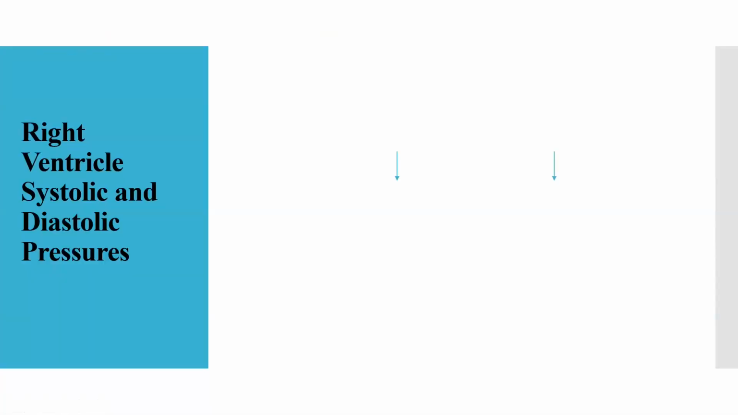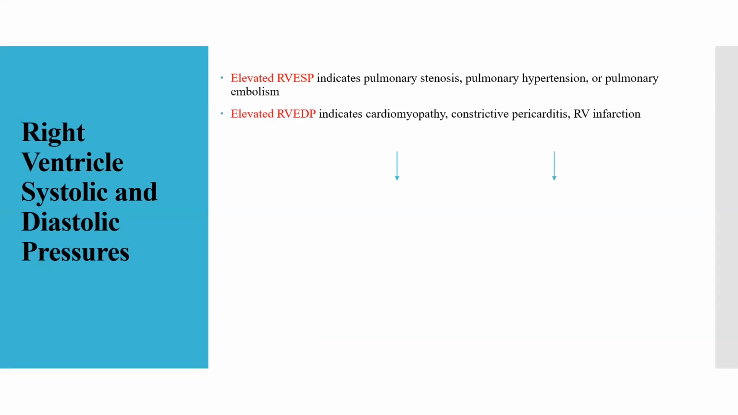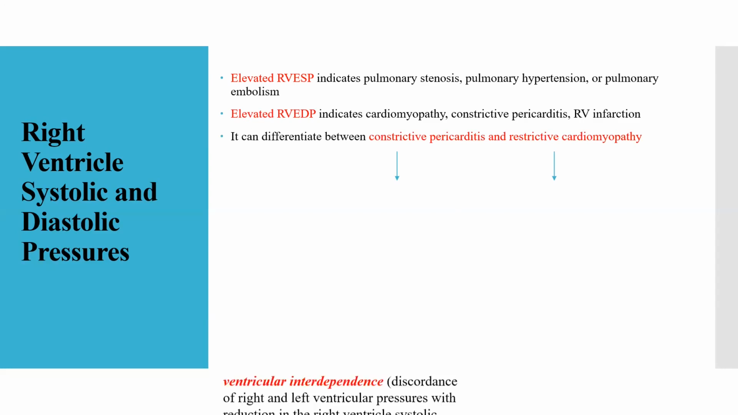For right ventricular systolic pressures are elevated in patients with pressure overload, such as in PS, PH, pulmonary hypertension, or pulmonary embolism. For RV end-diastolic pressures are elevated in patients with cardiomyopathy, constrictive pericarditis, or RV ischemia or infarction. And of course, right ventricular pressures can distinguish between constrictive and restrictive cardiomyopathy.